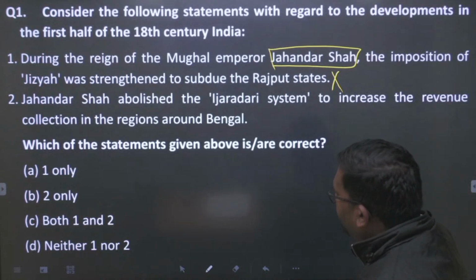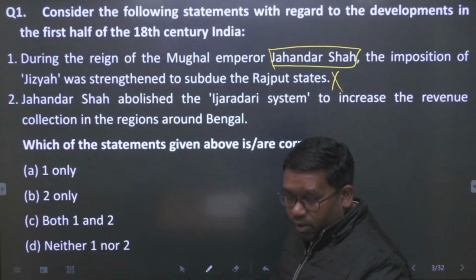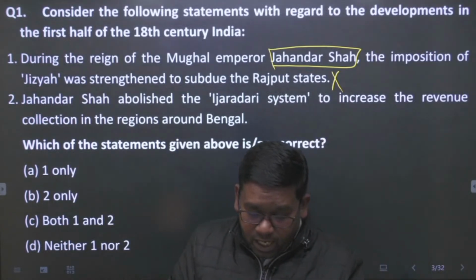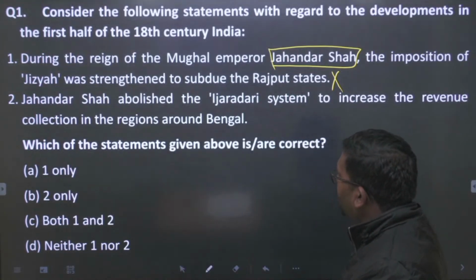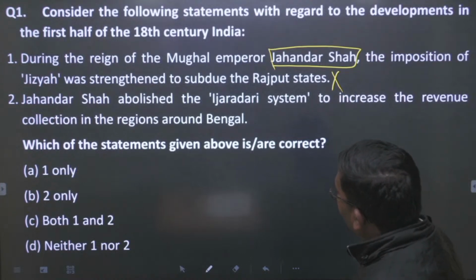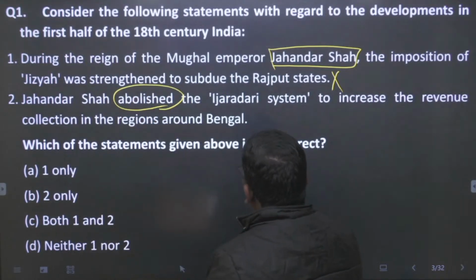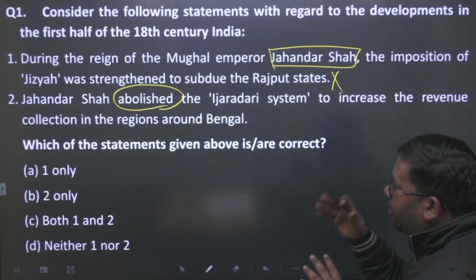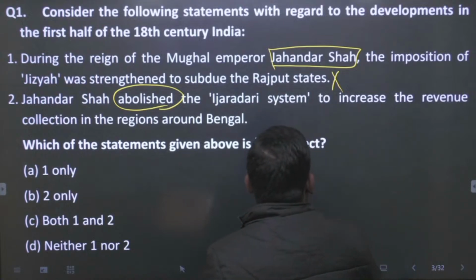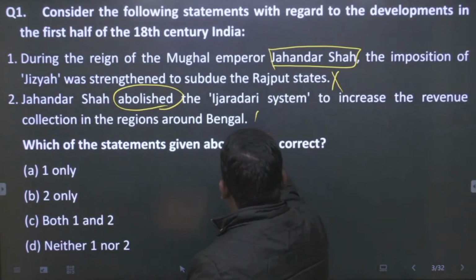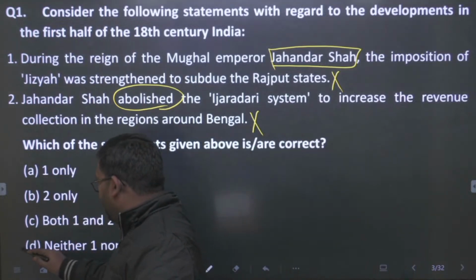Then we have: Jahandar Shah abolished the Ijardari system to increase the revenue collection in the regions around Bengal. No, Jahandar Shah especially has not done it. He wanted to improve the finances. He had not abolished the Ijardari system, but rather he had strengthened it to increase the revenue collection. It is the opposite statement. So this statement will also be false. Technically, the answer will be D, neither 1 nor 2.